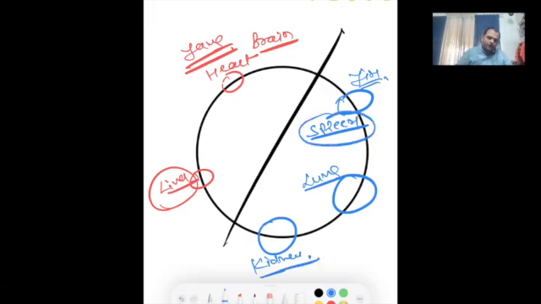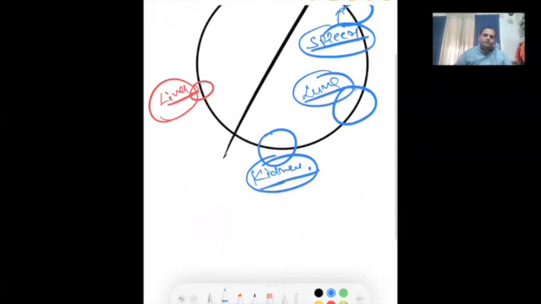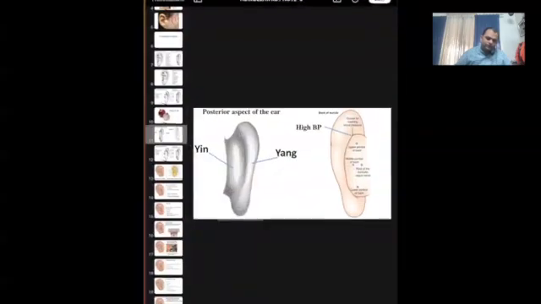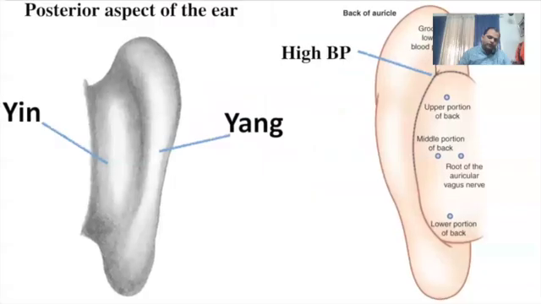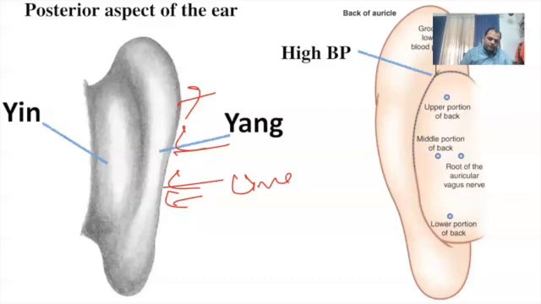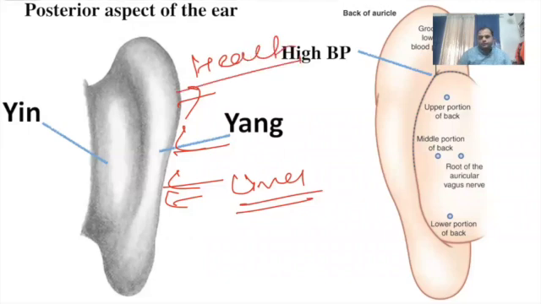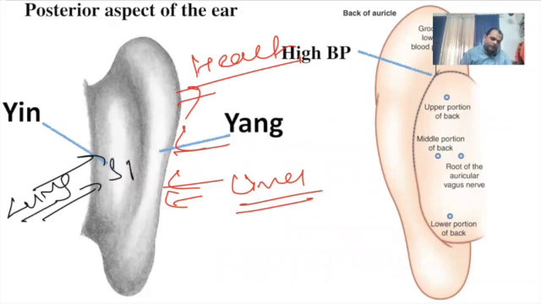So if you want to improve the digestion, if you want to improve the lungs, and if you want to improve the kidney, do the treatment on the yin side. So look at here. As per the concept of 5 element, this outer part is connected with the liver as well as the heart, and the inner part is connected with the lungs as well as the spleen.